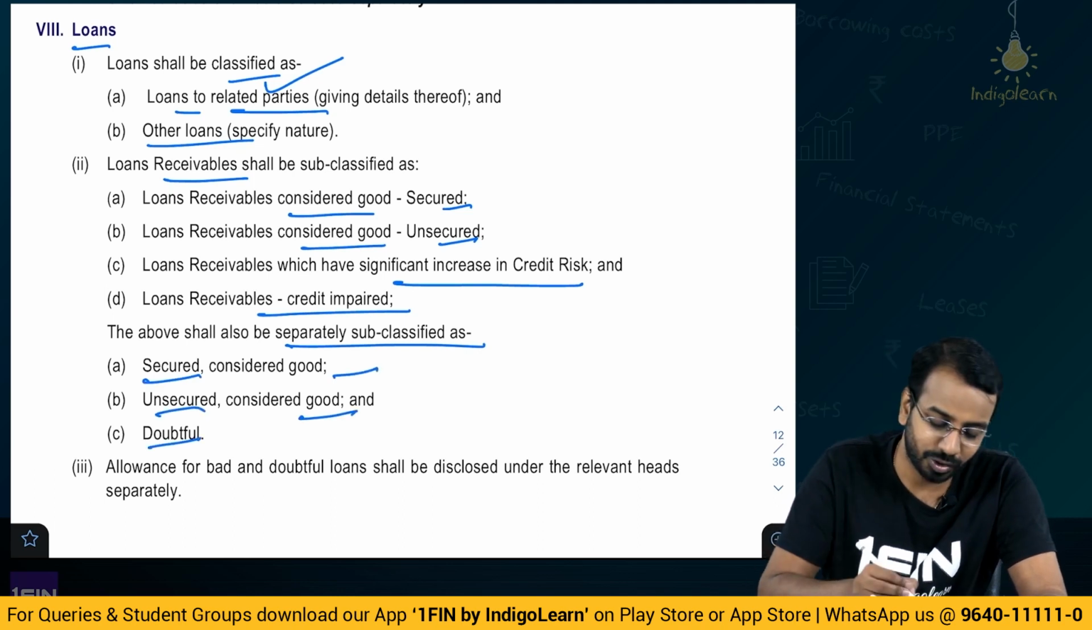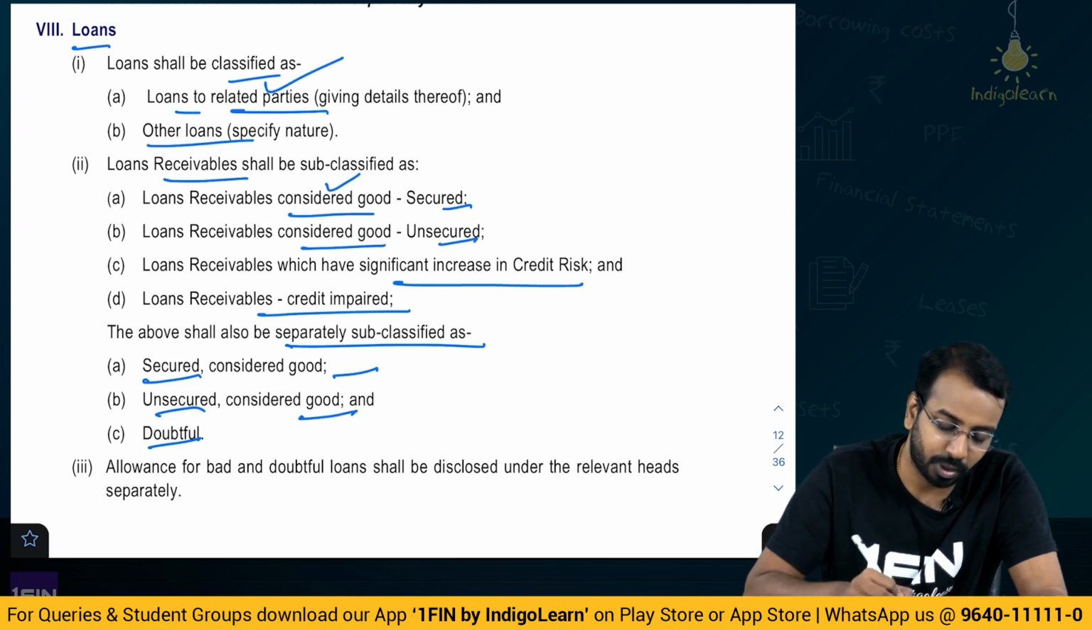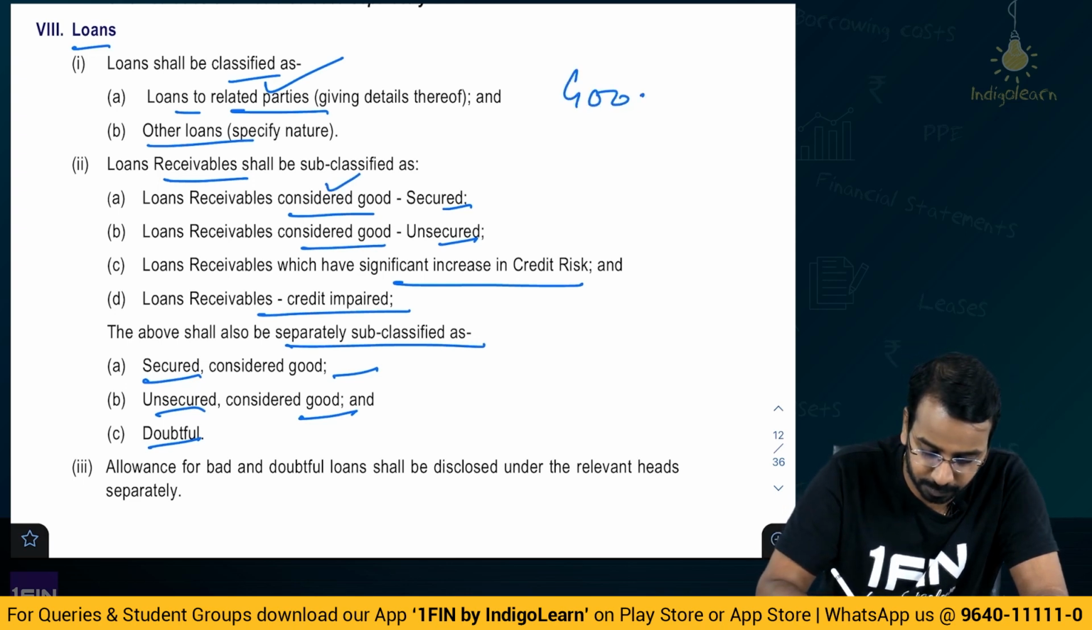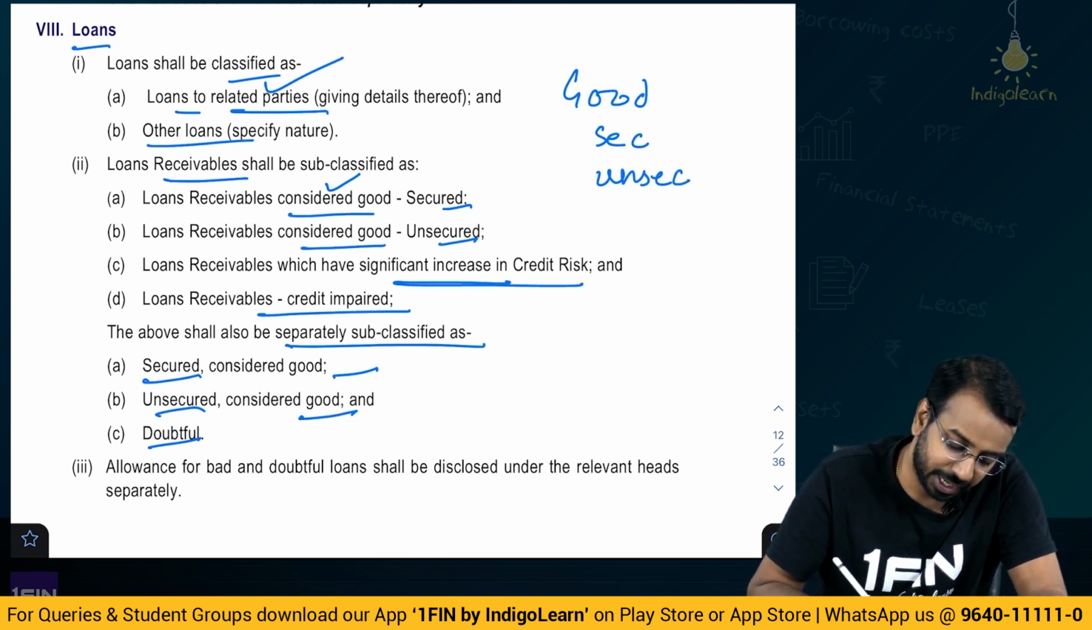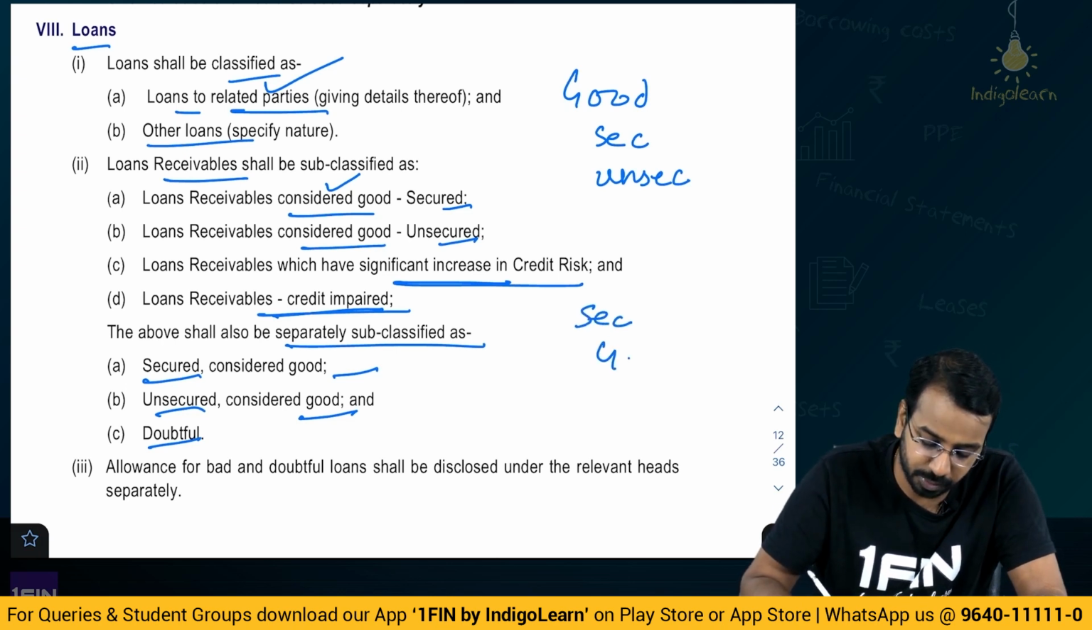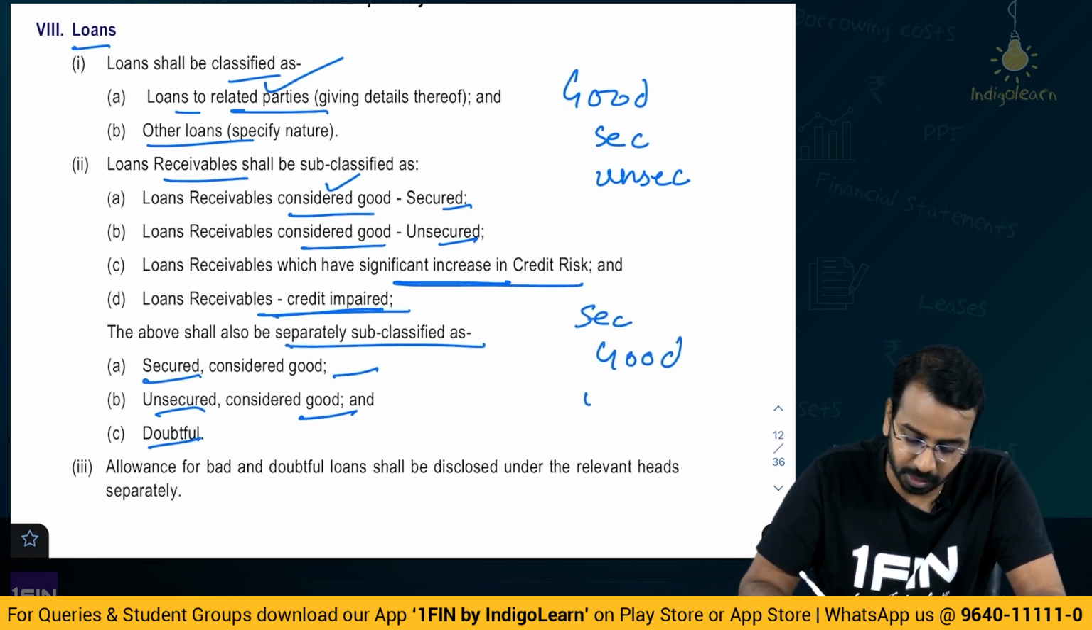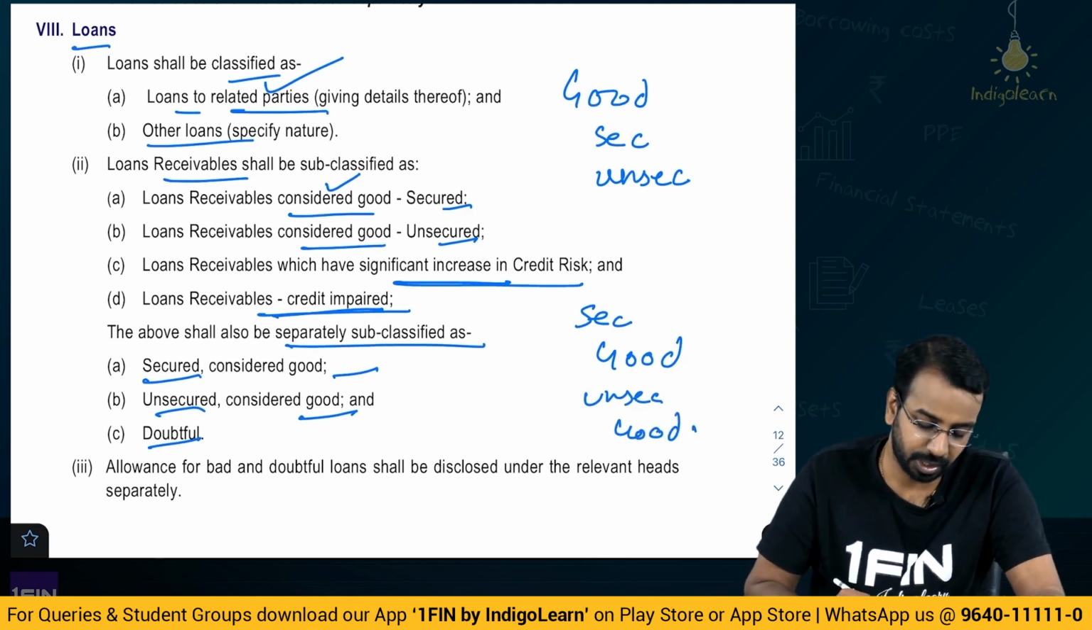Sir, what is the difference? So here you are saying considered good, what is secured? So you are saying good, secured, unsecured. Okay. Then you are saying increase in credit risk and credit impaired. Otherwise, the other classification is secured, how much is good, unsecured, how much is good. So basically 2 ways of presentation, okay, and doubtful.